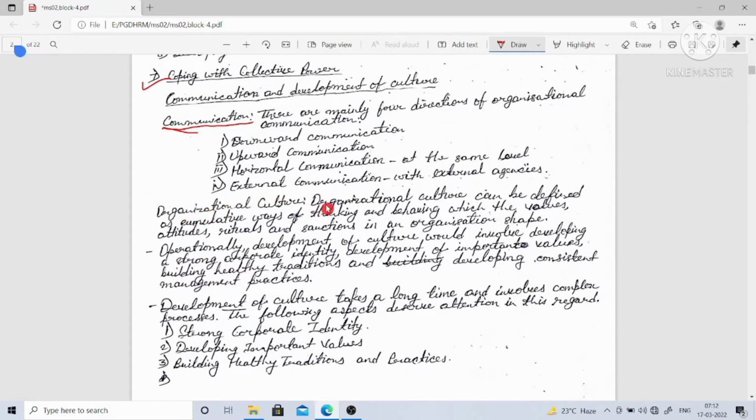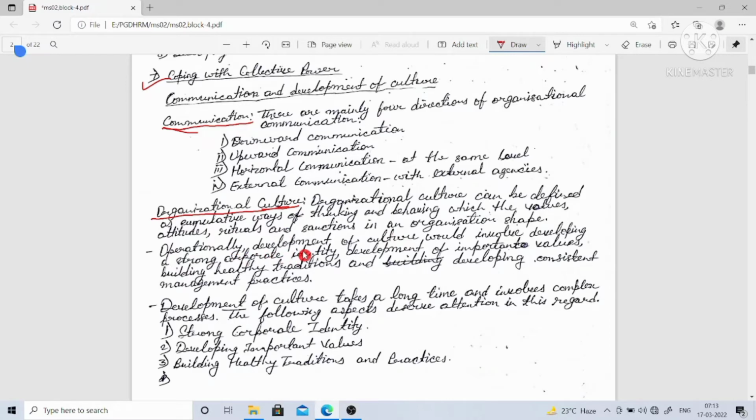Organizational culture. Here also you can underline this because this is also a subheading. Organizational culture can be defined as cumulative ways of thinking and behaving which the values, attitudes, rituals and sanctions in an organization shape. Now you see, organizational culture can be defined as the cumulative ways of thinking and behaving according to values, attitude, rituals and sanctions in the organization.